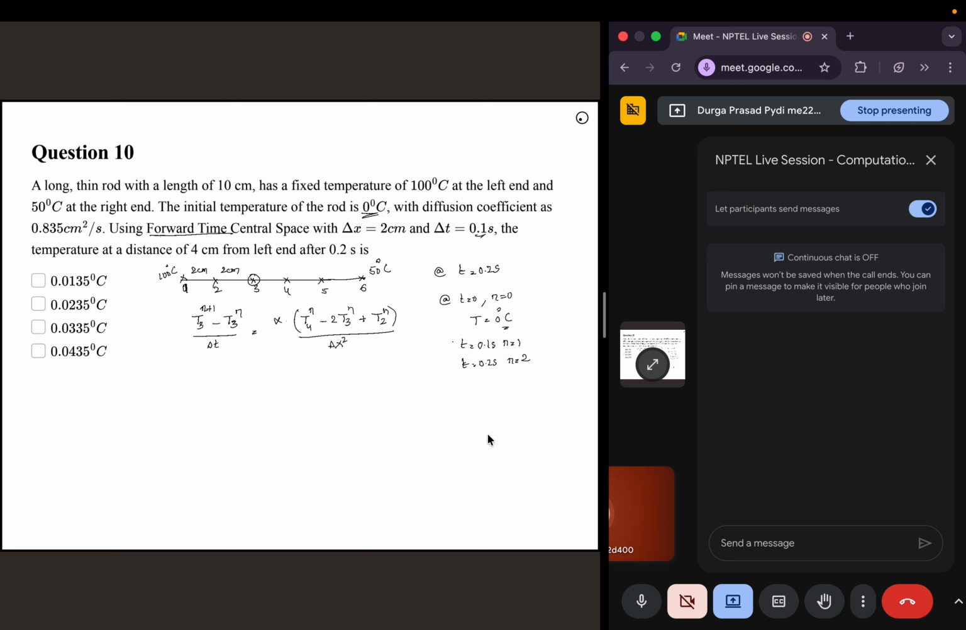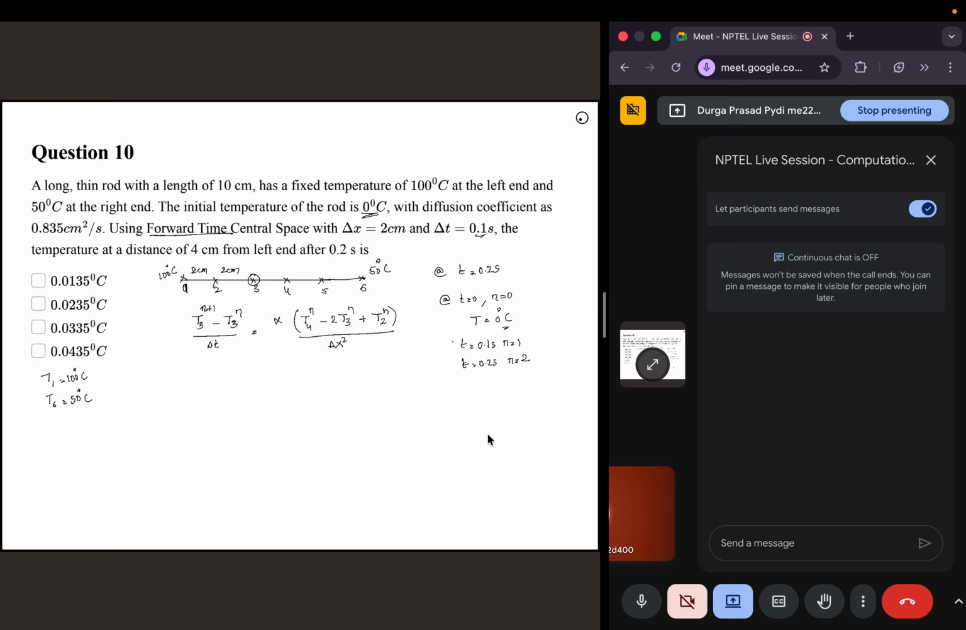If the question was asked at any other point, let's say the boundary point or something, then it would be straightforward. Here, since it is a Dirichlet condition, we do not have to solve for anything. So T1 is always 100 and T6 is always 50. So we are not solving for anything. If it was, say, the other condition, say there is a Neumann condition, then we have to account for that accordingly. But otherwise, this is straightforward.